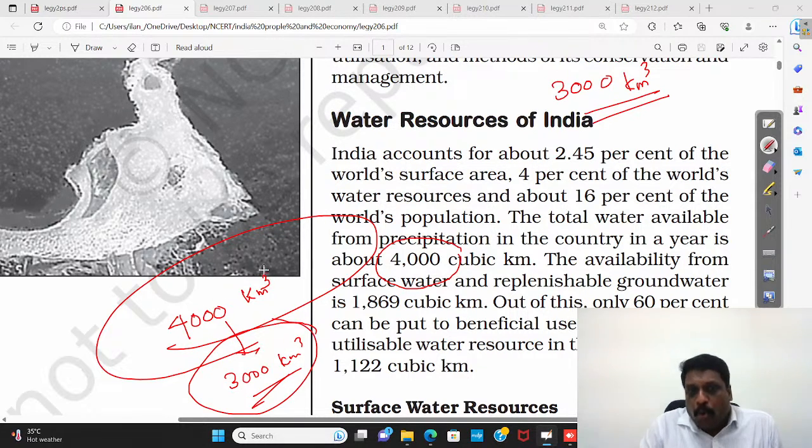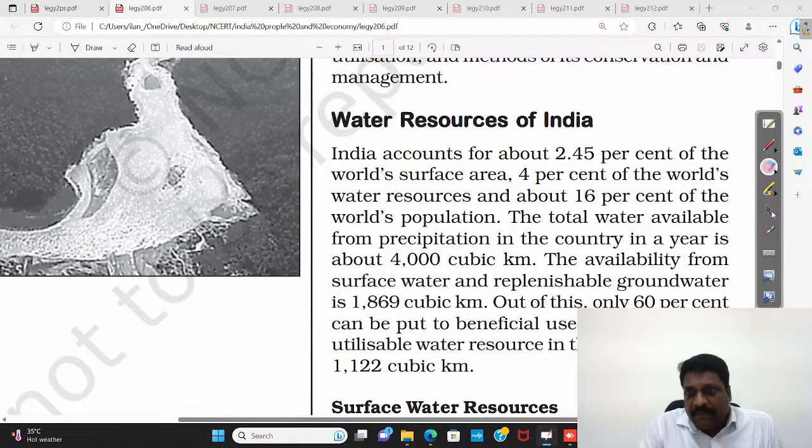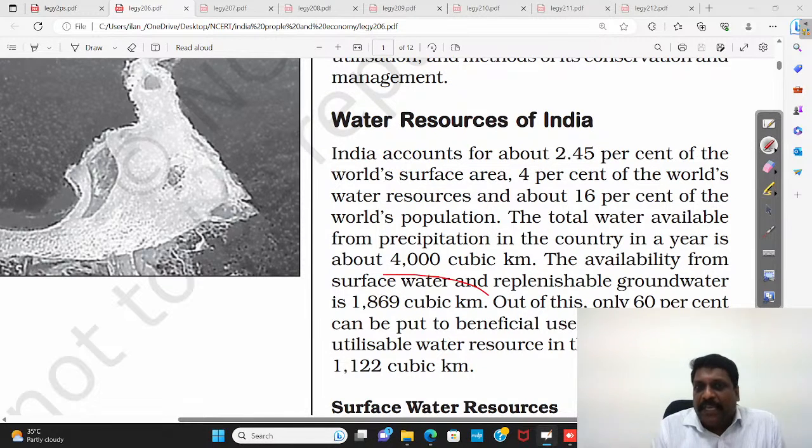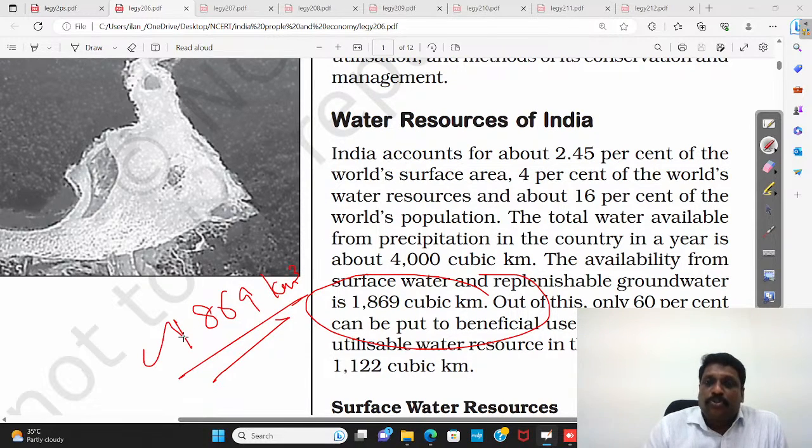Because I'll tell you, though we receive 4,000 cubic kilometer of water, what exactly gets stored in the surface and the slightly subsurface replenishable groundwater is only 1,869 cubic kilometer. Then you may ask the next question, right? We are getting 4,000, so why don't we save all 4,000? Saving all 4,000 is not possible.